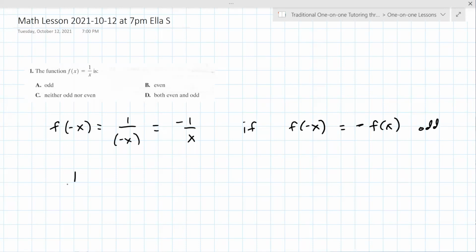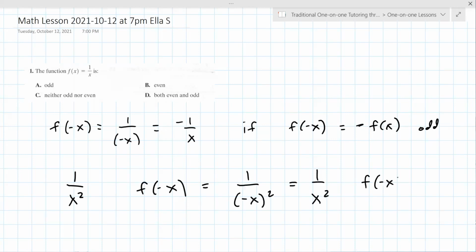But let me just really quickly, if it was 1 over x squared, f of negative x is 1 over negative x squared, which is 1 over x squared. In this one, if f of negative x equals the original, then it's even. Okay.